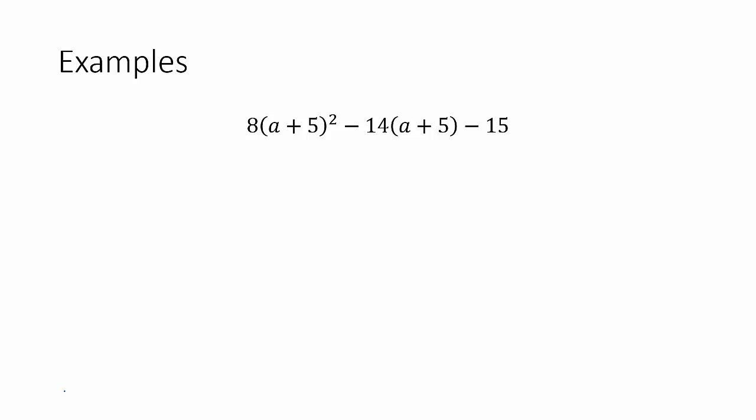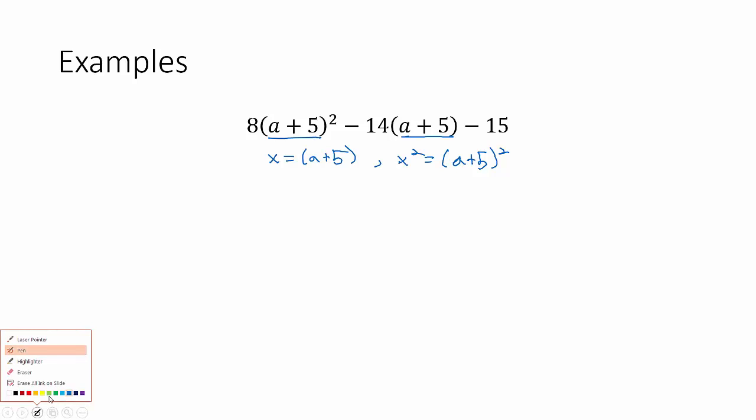But here we have 8 times a plus 5 squared minus 14 times a plus 5 minus 15. And you'll notice that group of a plus 5 makes this feel weird and possibly difficult to factor. But if we make our new variable x equal to that group a plus 5, then when we square both sides, x squared is equal to the a plus 5 squared. Then we're ready to make our substitutions.